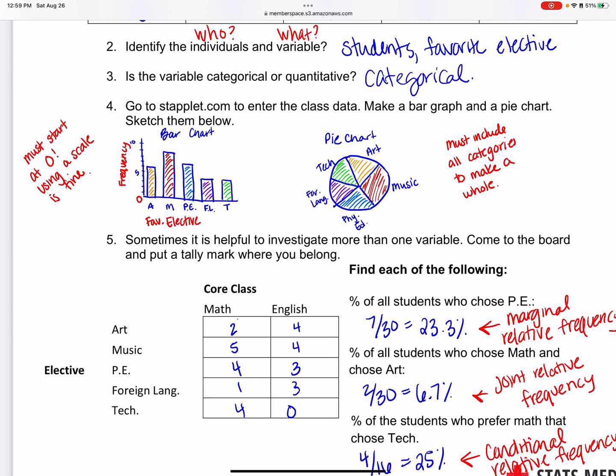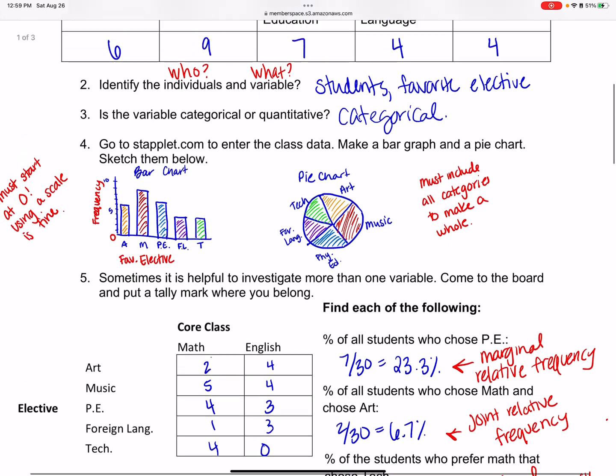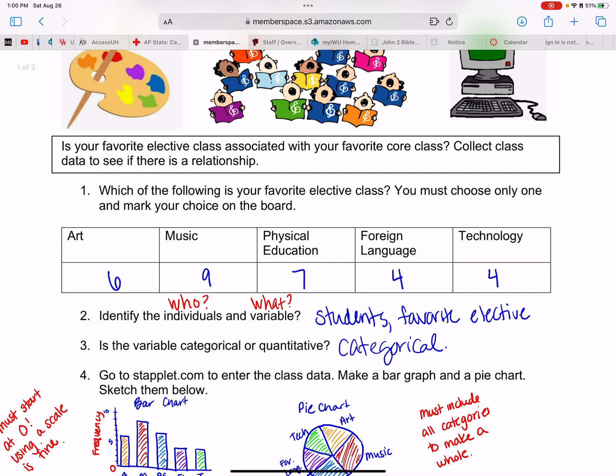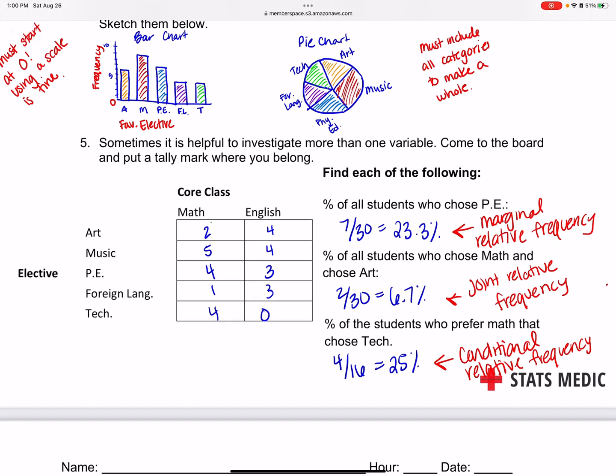Okay, so the next part that I need to do is go to number 5. And it says sometimes it's helpful to investigate more than one variable. So we investigated what is your favorite elective class? Remember, I investigated in class what's your favorite Skittle color, so it's going to look a little different. I just thought it was more fun because we could eat the Skittles. But in this one, it's asking what's your favorite elective. Then it says, of the art students, if you're an art student, tell me, are you an English person or a math person? Do you prefer English or math? So we went ahead and made this chart. And then I'm going to show you what all of these things are.